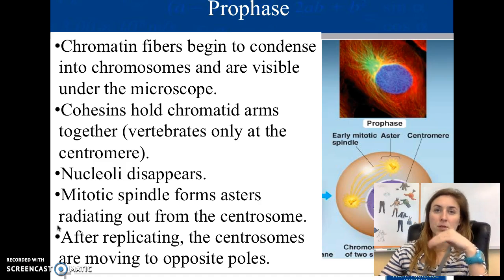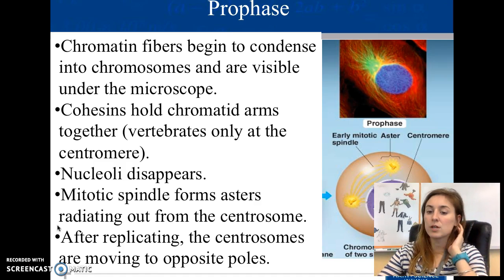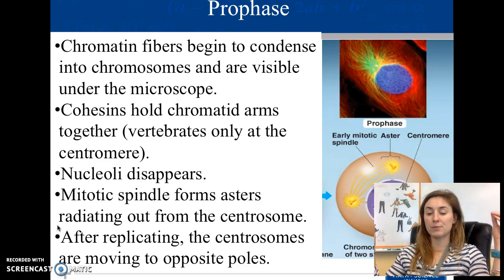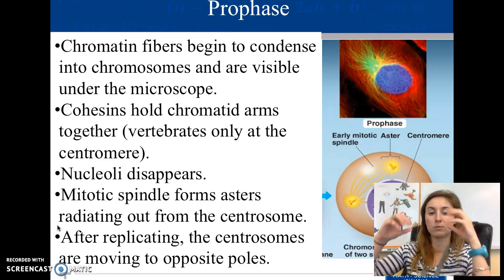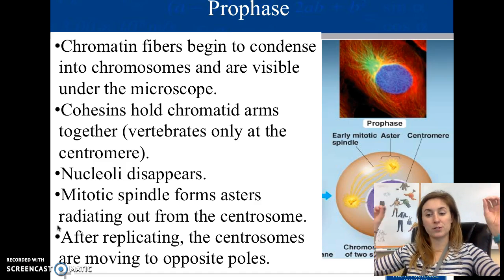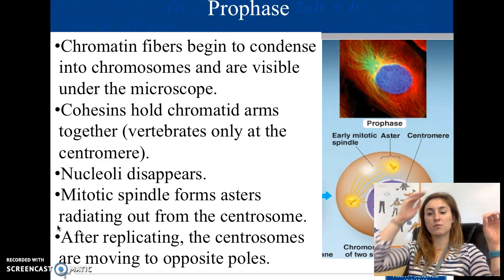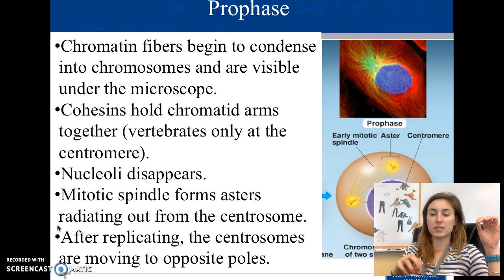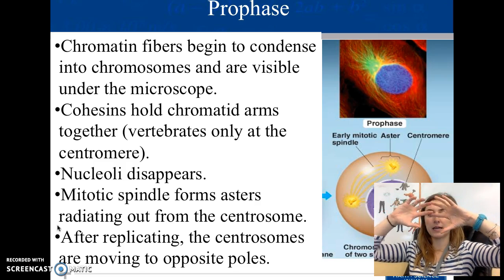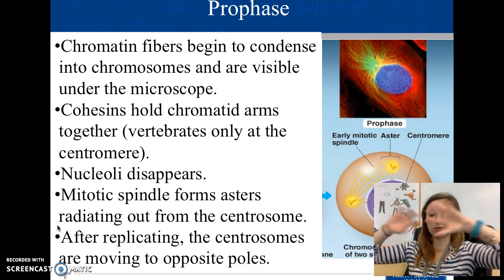So the little capsule that's holding your genetic material disappears, and mitotic spindles form. Those are the spindles coming from each end to grab the chromosomes. You also have your centrosomes moving towards the ends. So you have your centrosomes at the ends of the cell, your genetic material in the center, and your mitotic spindle starting to reach towards that DNA that is going to pull apart into its two separate cells.